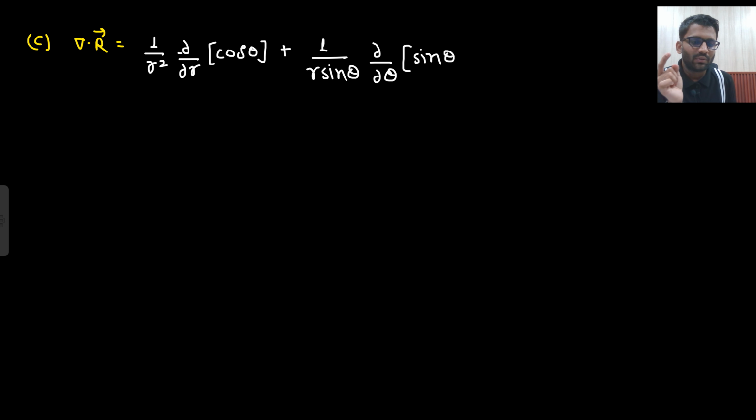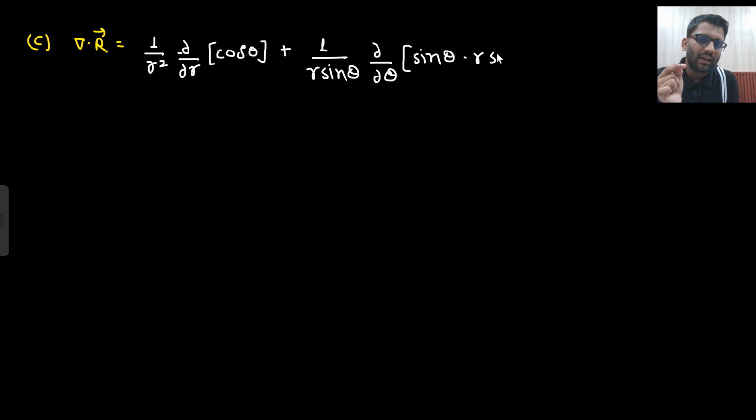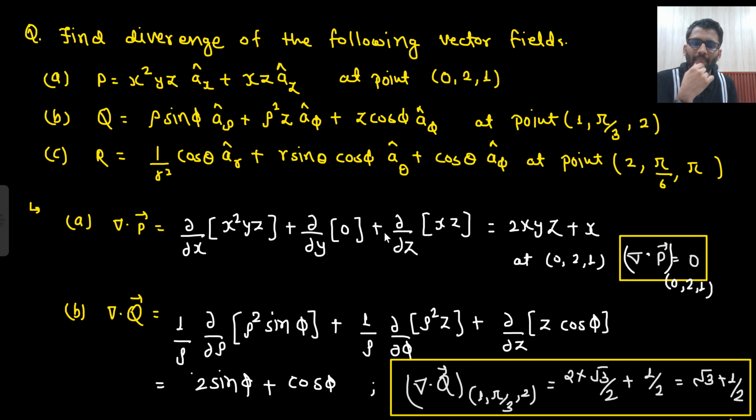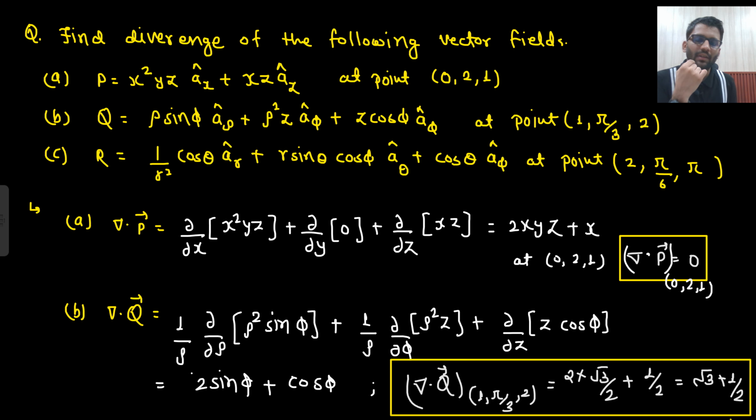Okay, there was no error from my side. So here sin theta would also come: sin theta into r sin theta cos phi. So that would be r sin square theta cos phi. Then 1 by r sin theta d by d phi, so that will be cos theta. Okay, so r theta phi components, and that will be cos theta.